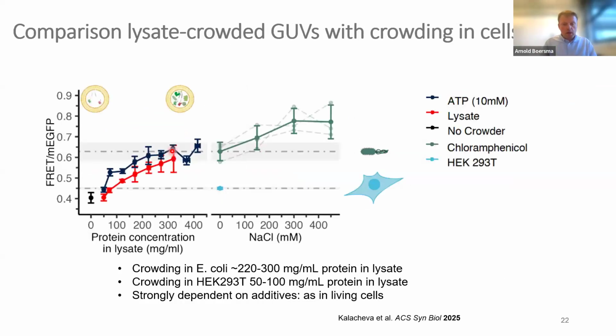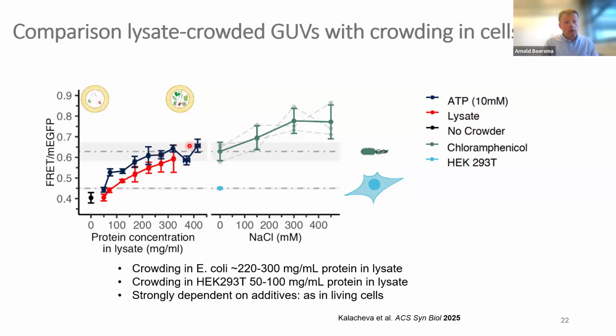So the next step is, of course, how does it really correspond to cells? How close are we to living cells? In order to do that, we compared the crowding sensor in living cells versus inside artificial cells. Here on the left is the same graph I showed before, with and without ATP. And here on the right are the readouts inside E. coli. Here we osmotically stress E. coli and we see an increase in the FRET ratio. And then we see cells growing at physiological conditions, just in medium. We see that the crowding level is just as high as inside the artificial cells, at about 220 to 300 milligram per milliliter, depending on the small molecule, of course.